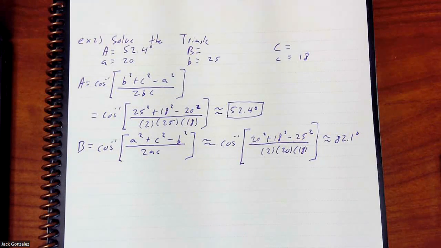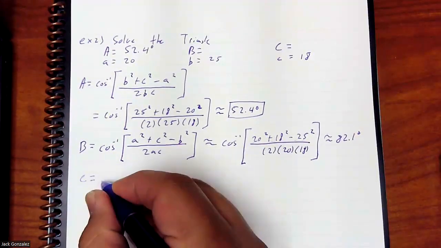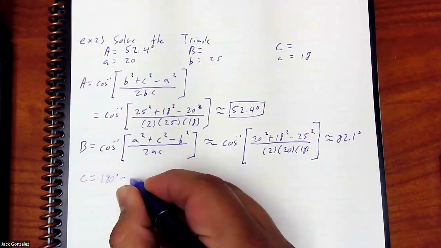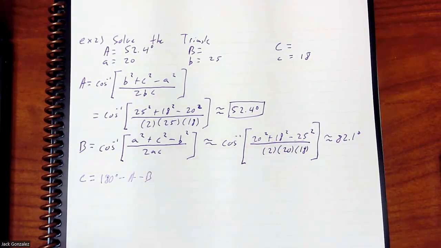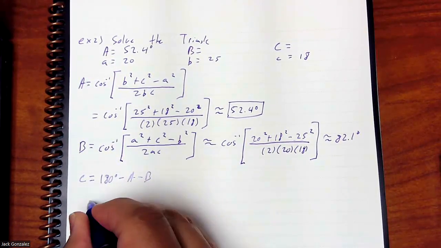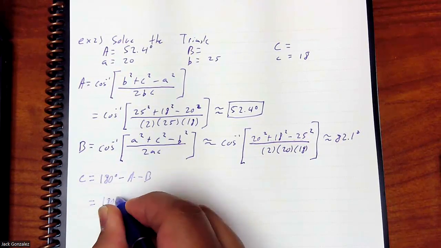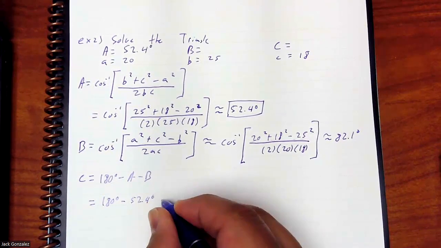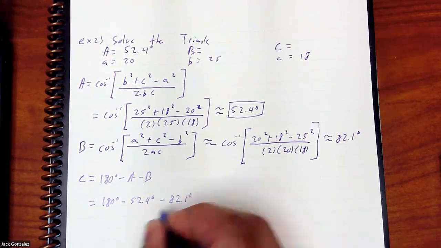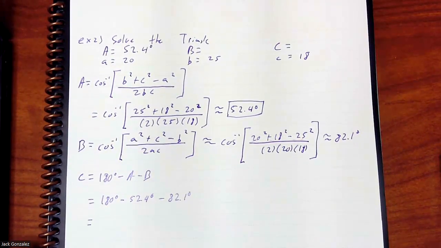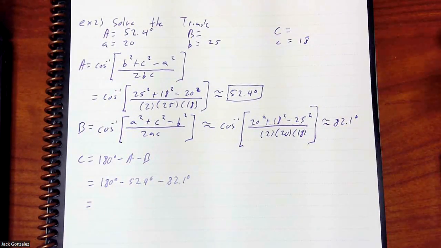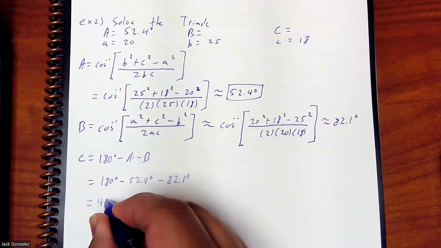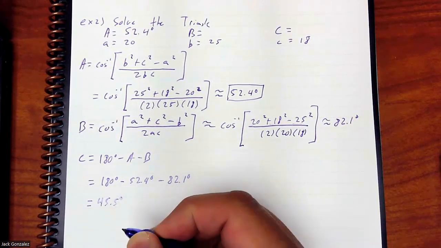So see, when you have the sides, it's not too bad, right? Just find two angles and you're pretty much done. C will simply equal 180 minus A minus B. So that will be 180 minus 52.4 minus 82.1. Any questions on number 2?